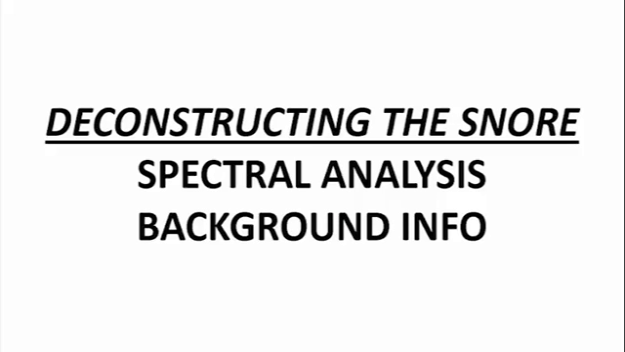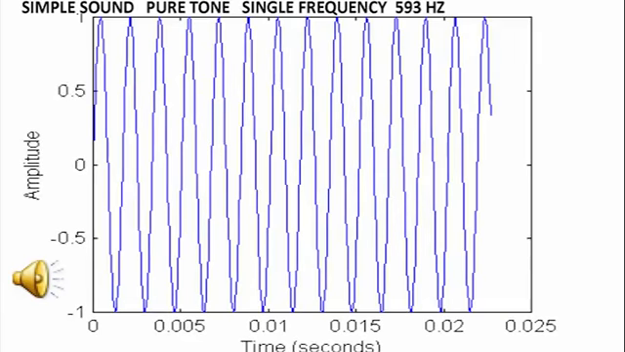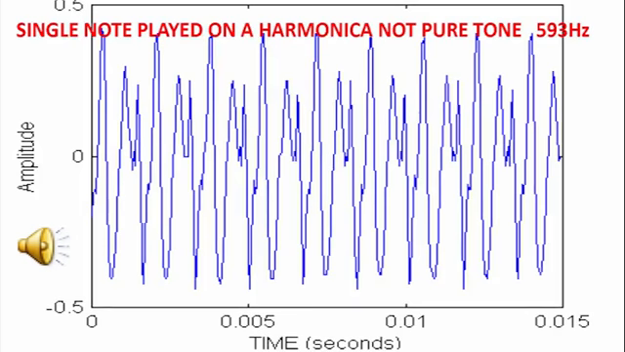Deconstructing the snore. Let's talk about spectral analysis, background information. Okay, that's a snore. This one here is a harmonica. That was a computer-generated sound. I don't want to annoy you anymore, but it's 593 hertz. Okay, here's 593 hertz, but it's on a harmonica. Let's see if we can get it. Okay, that's what it sounded like on harmonica. But you see the point, this is a simple sound. And even if it's a harmonica, it's not a pure tone.